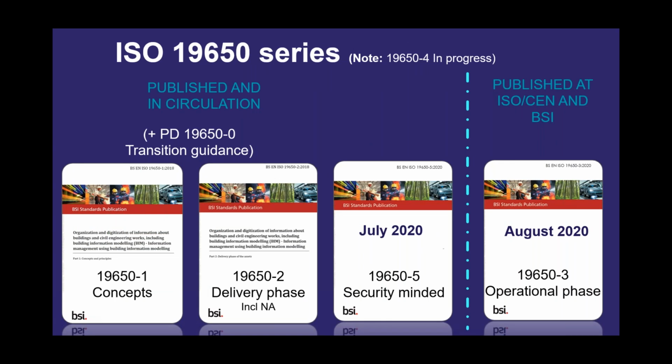So here's the suite of the 19650 series. As you see, you've got 1, 2, and 5 now published and in circulation. There's clearly the transition guidance, which was there to help anyone who was familiar with the PAS 1192 series. But I think as the Alliance, it's really important that we remember, as Casey has said, the vast number of people across the built environment industry who haven't heard about the 1192 or the BIM Level 2 mandate, who haven't really been thinking about information management. Those are the people we really need to reach out to, not blind them with all of the technical speak that we have around the standards themselves, but help them to implement in a pragmatic and practical way.